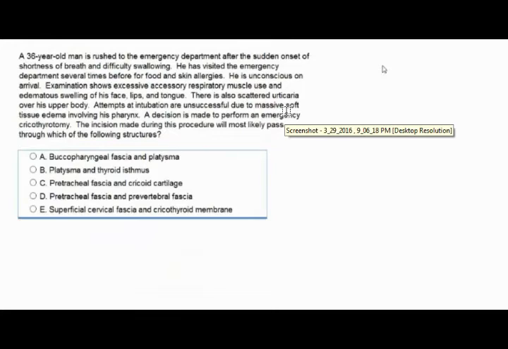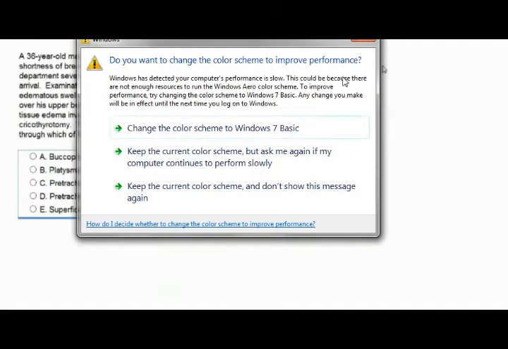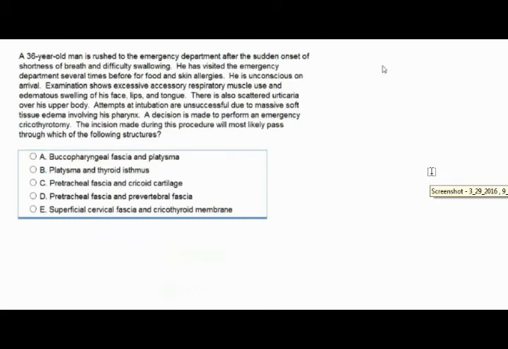So we are asked what structures we have to pass through to finally reach the cricothyroid membrane, and then the trachea, so we can secure the airway. So what are the structures that we most likely have to pass through? Option A: buccopharyngeal fascia and platysma.